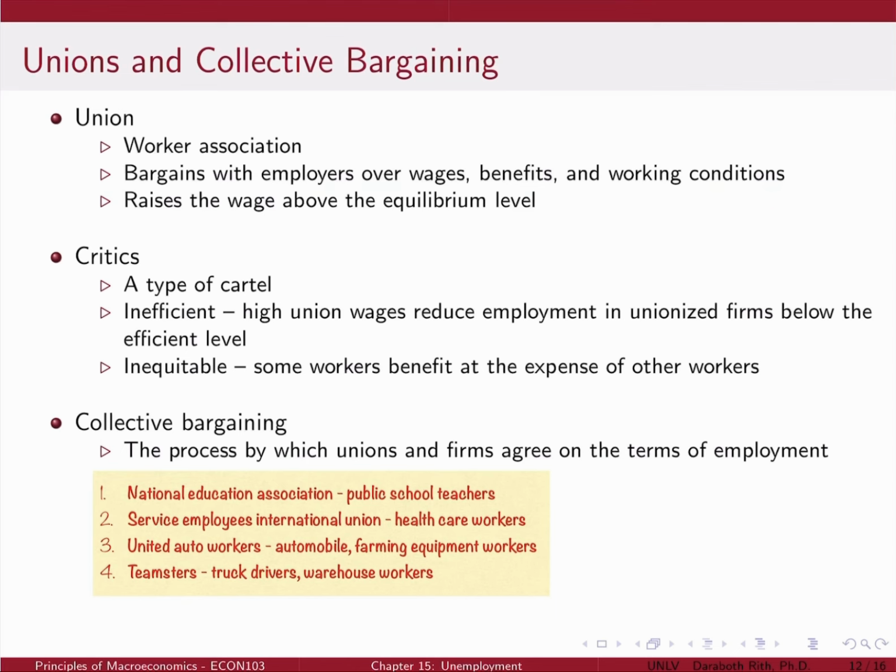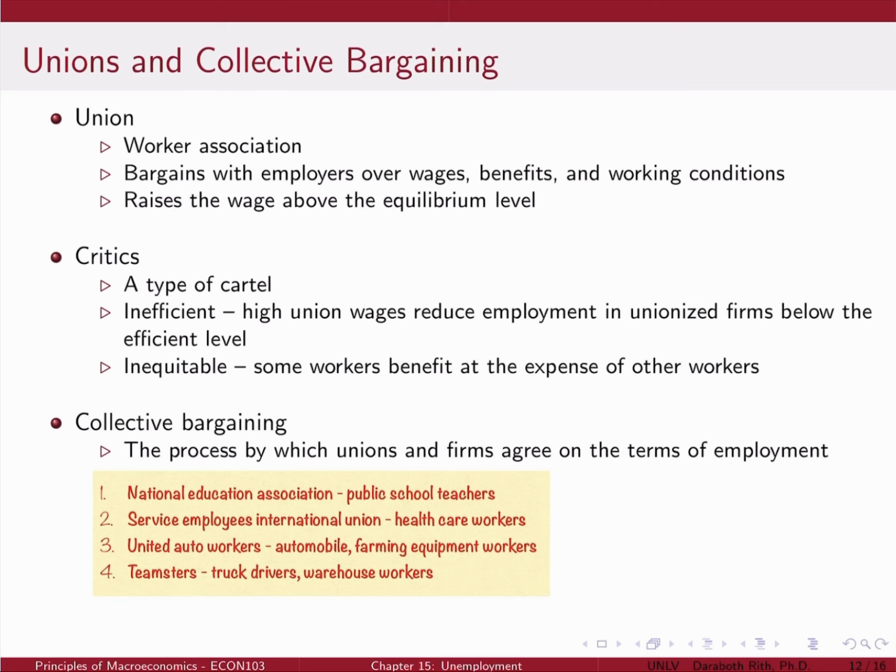Here are some examples of prominent unions. The National Education Association, which represents public school teachers. The Service Employees International Union, representing healthcare workers. The United Auto Workers, which includes workers in the automobile and farming equipment industries. The Teamsters, which represent truck drivers and warehouse workers.